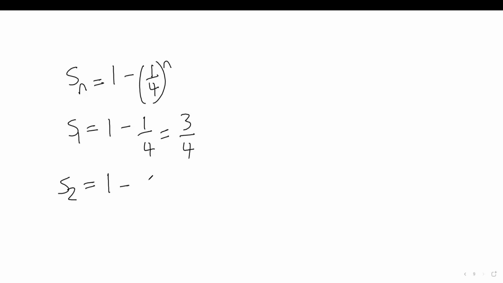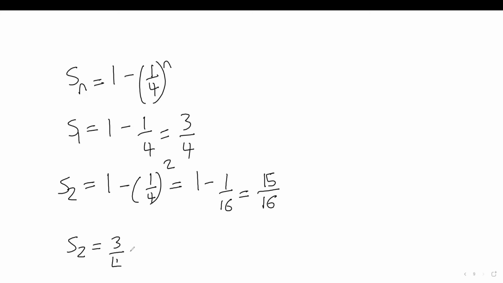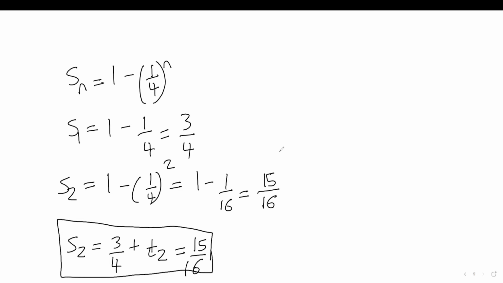S2 is going to be 1 minus a quarter squared. A quarter squared is 1 over 16. 1 minus 1 over 16 is 15 over 16. But remember, S2 is equal to the first term, 3/4, plus the second term, T2. And that is 15 over 16. That's what S2 means, the first term plus the second term.